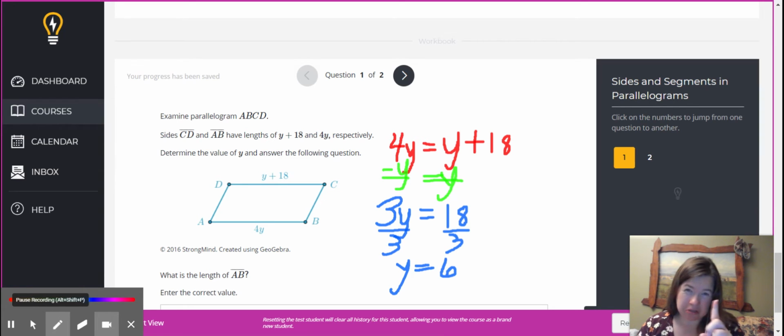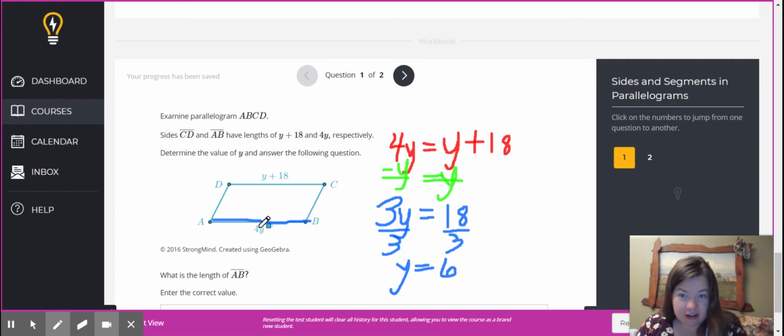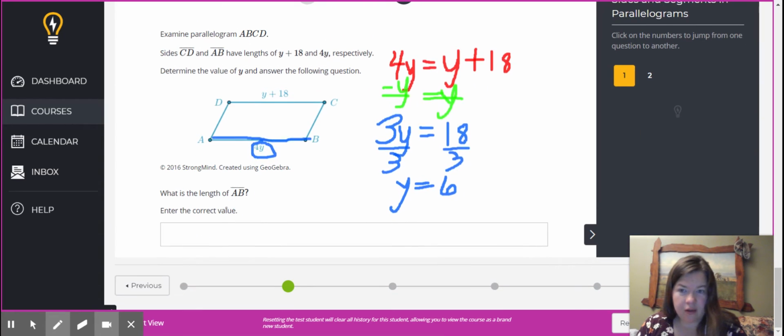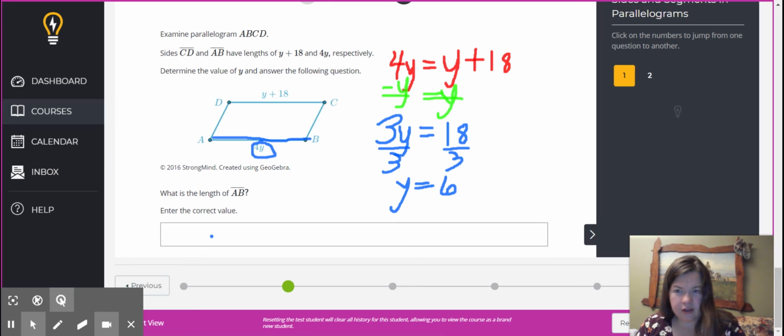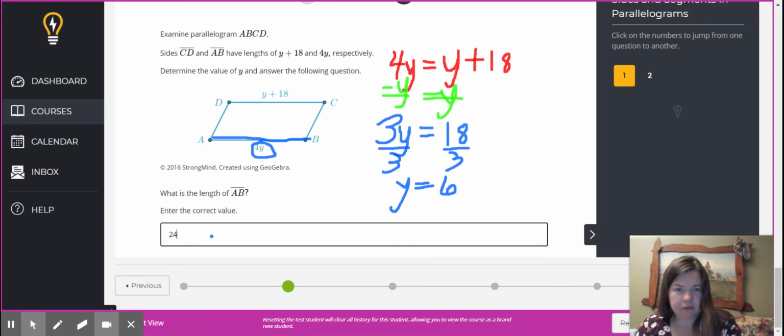But don't do that. Don't listen to that voice. You want to figure out what AB is. So AB is this side right here, which we can see is 4 times those. And so our answer is going to be 24. If you can't remember that, I'm sorry. Let's see. So then you just type in 24.